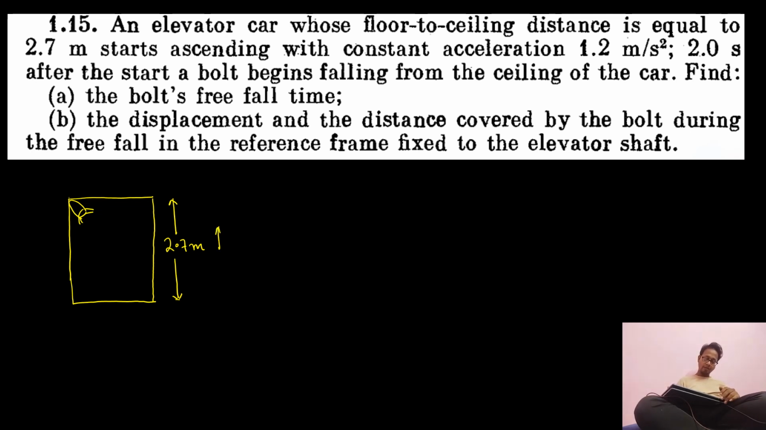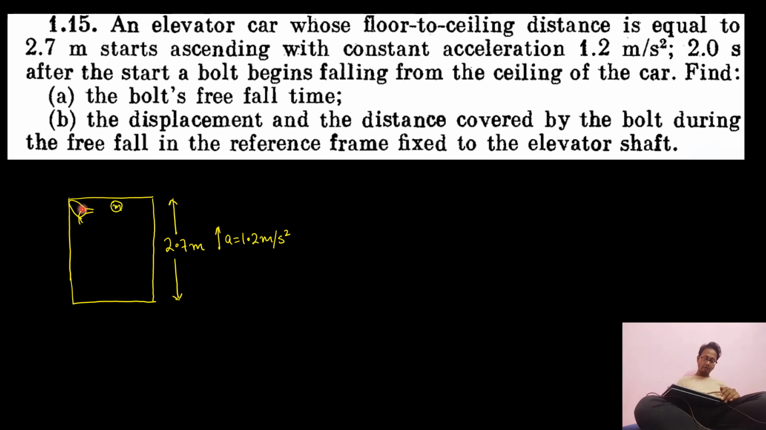The acceleration of the elevator is equal to 1.2 meter per second square. Okay, now what happens? This is the elevator which starts rising up with this velocity. And after 2 seconds, what happens? A bolt out here starts falling freely.